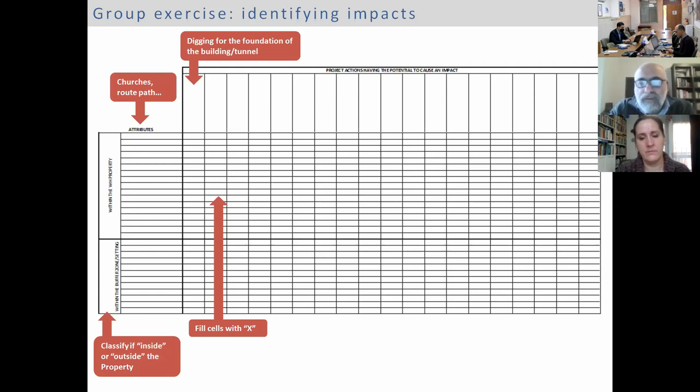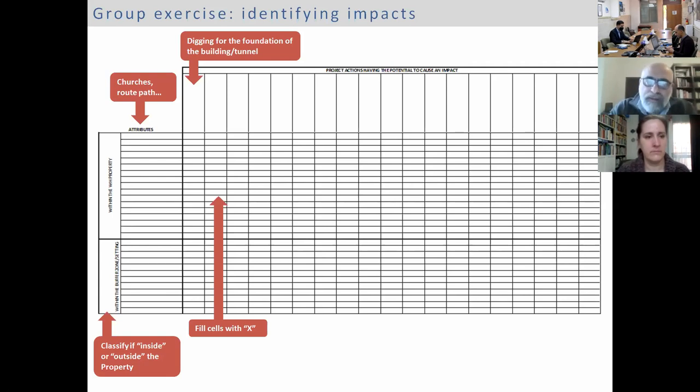So starting from the identification of which are the project actions having the potential to cause an impact. For example, we were talking yesterday about the archaeology underground before starting with the development. So digging for the foundation of the building could be a potential impact on the OUV.